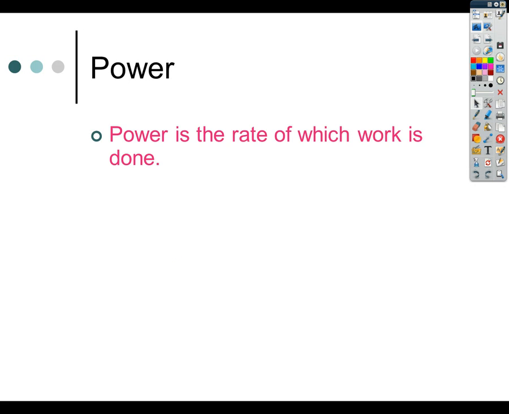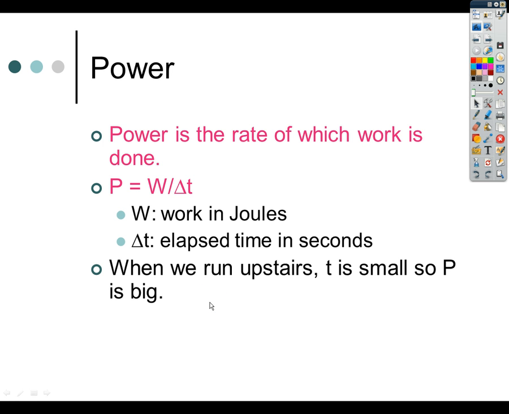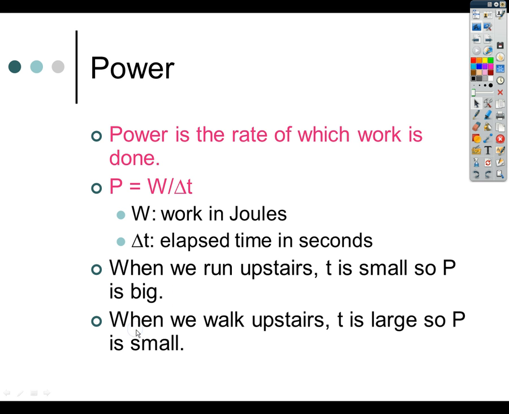The next section is on power, and we can define power basically as the rate at which work is done. The equation that we'll use for power is power, P, is equal to work, W, divided by the change in time, or the elapsed time in seconds. When we run upstairs, the time is very, very small, so our power is very large. If you walk up the stairs, your time is much larger, so your power is small. But you'll notice in both of those cases that your amount of work is exactly the same.